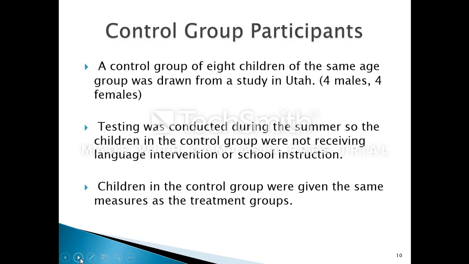A control group of 8 children of the same age was drawn from a study in Utah, including 4 males and 4 females. Testing was conducted during the summer, so these children in the control group were not receiving language intervention or school instruction. The children in the control group were given the same measures as the treatment groups.